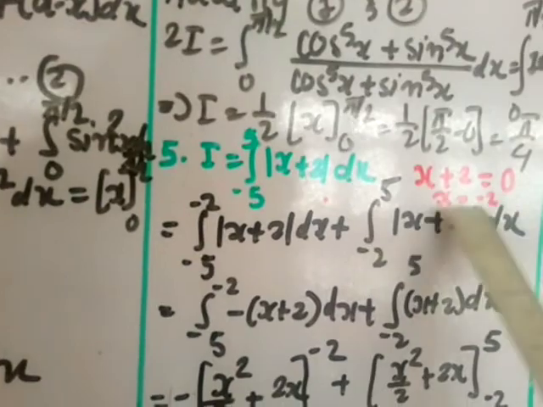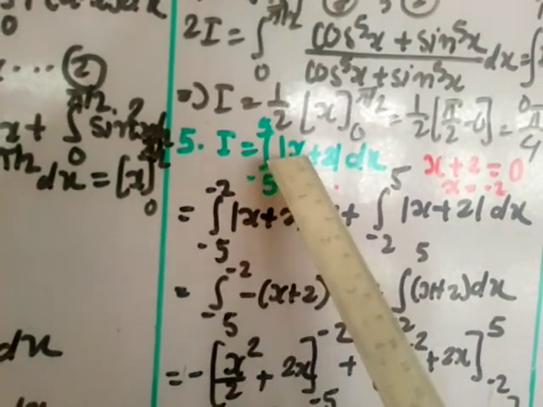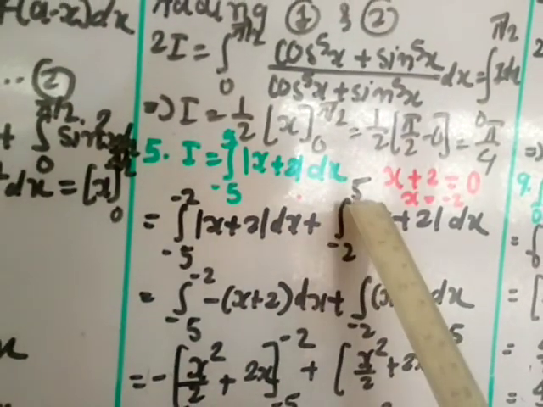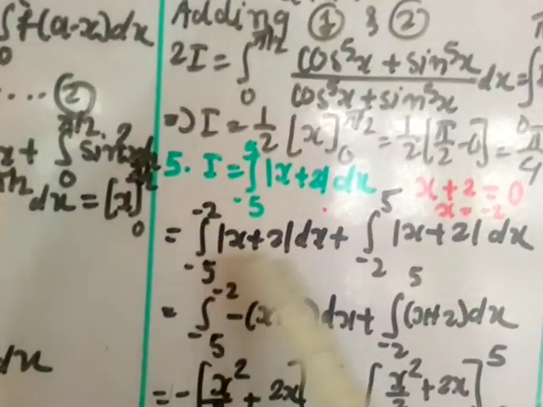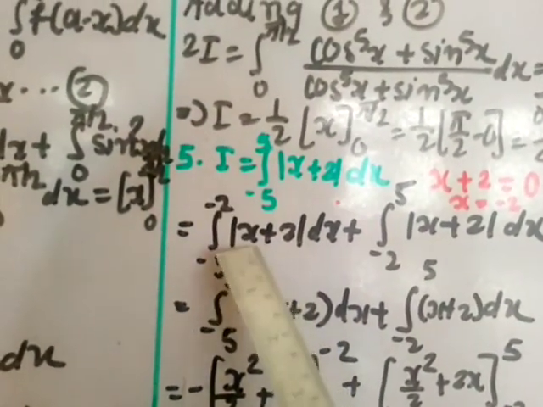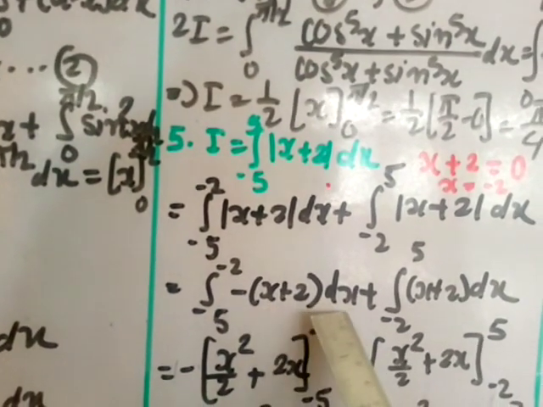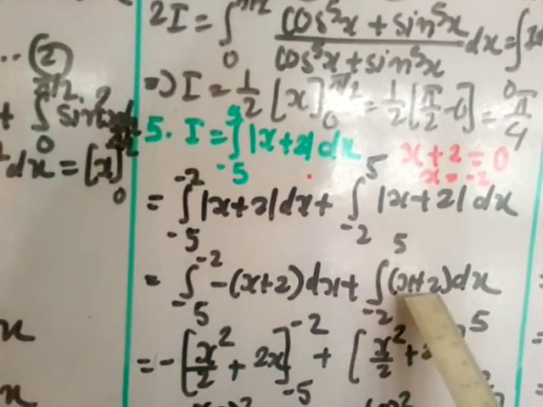So as this, I have divided here. I'll write minus 5 to minus 2 integral modulus of x plus 2 dx, plus integral now minus 2 to 5 modulus of x plus 2 dx. Now minus 5 to minus 2, in between this limit this answer will be negative. So minus of this x plus 2 dx, plus this answer will be positive between this limit, so minus 2 to 5 x plus 2 dx.